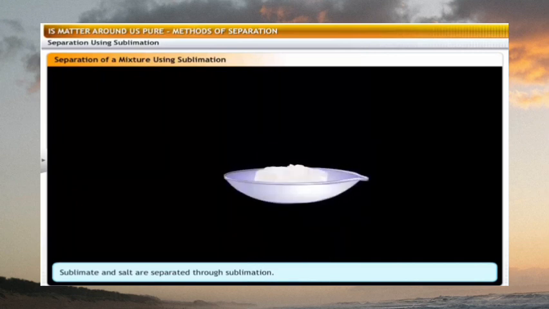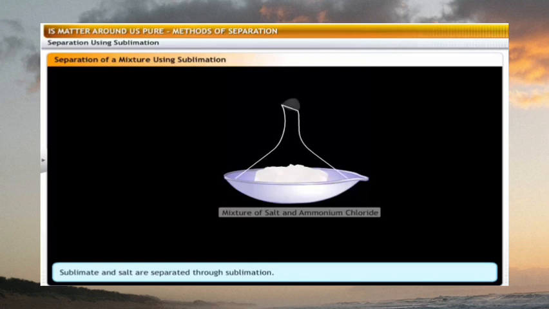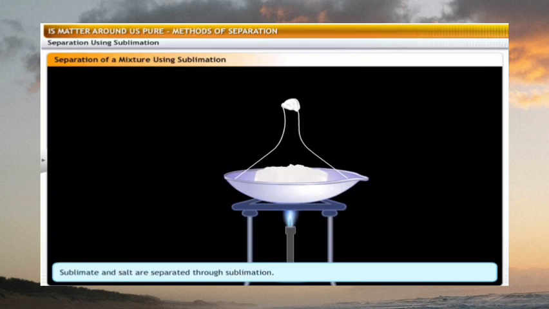So, to separate a mixture that contains a salt and a sublimable solid, such as ammonium chloride, you can use the process of sublimation. Take the mixture in a china dish and cover it with an inverted funnel fitted with a cotton plug. Heat the mixture. In a short while, you will see vapors of ammonium chloride.